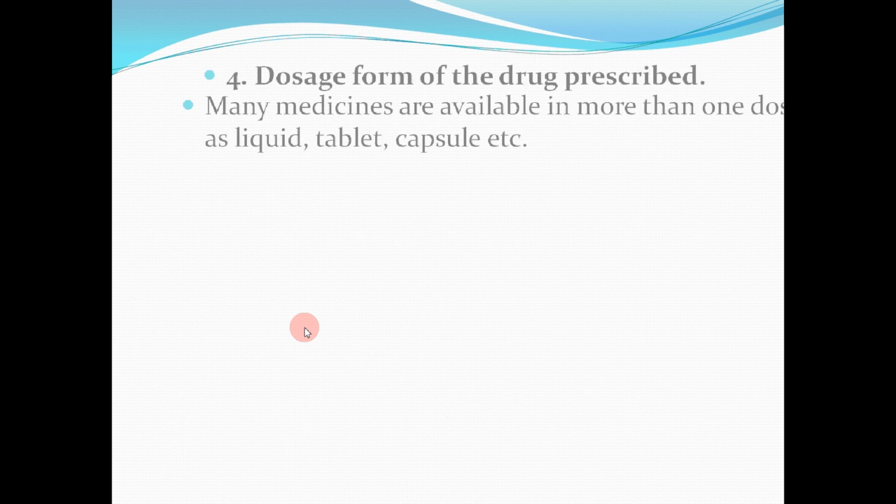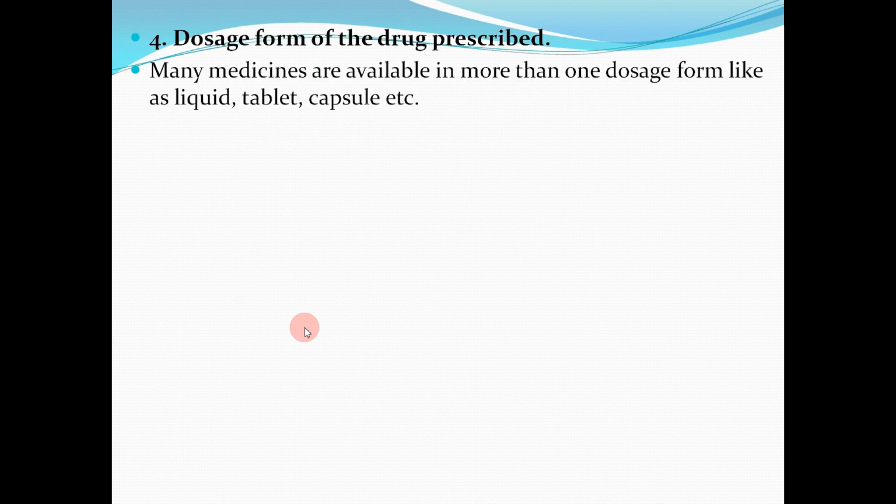Next, dosage form of the drug prescribed. Many medicines are available in more than one dosage form, like liquid, tablet and capsule. One drug is available in many types of dosage form. So there may be chances of error in the prescription.